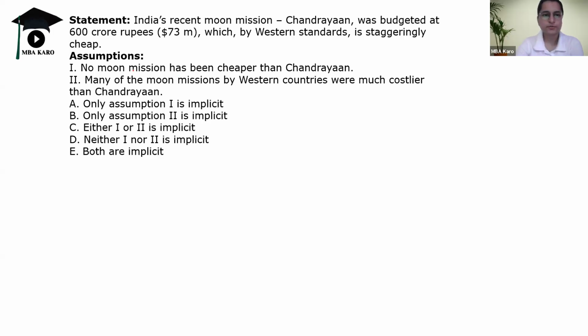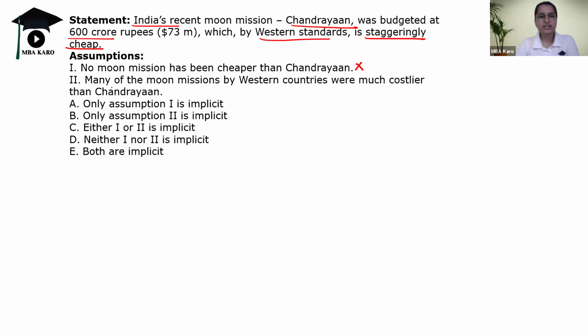Yes. Good. Very good. Now, India's recent moon mission, Chandrayaan, was budgeted at 600 crore rupees, which by Western standards is staggeringly cheap. So Western countries are commenting that this moon mission is staggeringly cheap. Now, what is the assumption? Number one, no moon mission has been cheaper than Chandrayaan. Now, we are only talking about Chandrayaan here. There is no comparison, right? They are saying this moon mission is staggeringly cheap. They are not saying it is the cheapest, right? So this assumption is not implicit, because the statement is simply saying it is staggeringly cheap, not the cheapest of all.